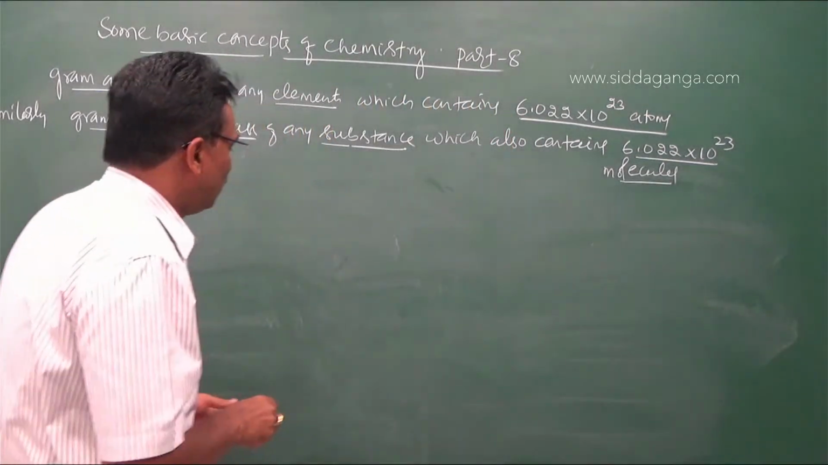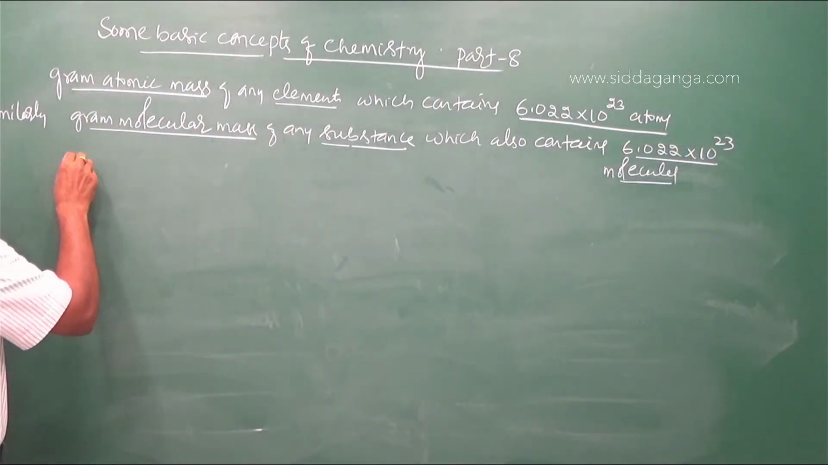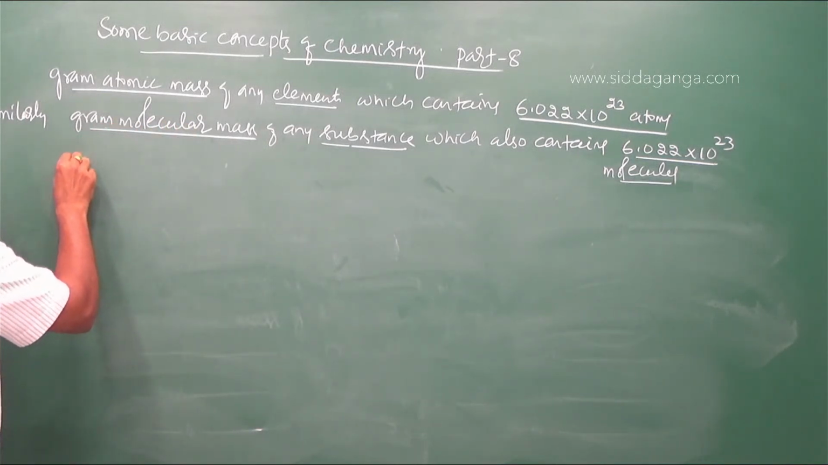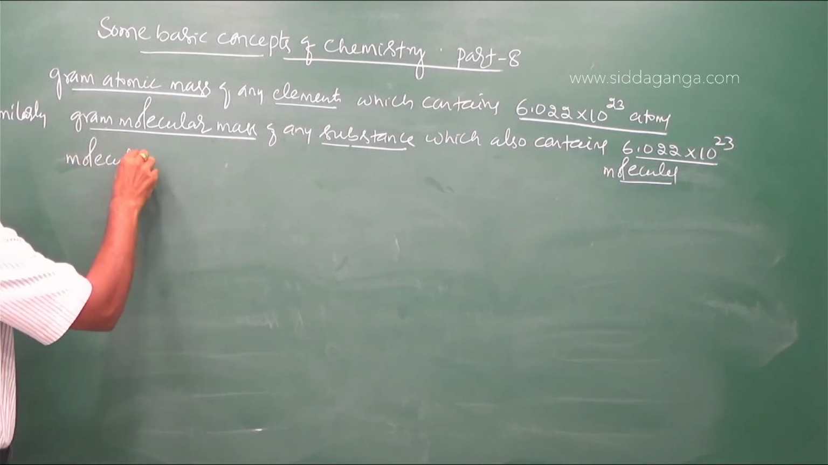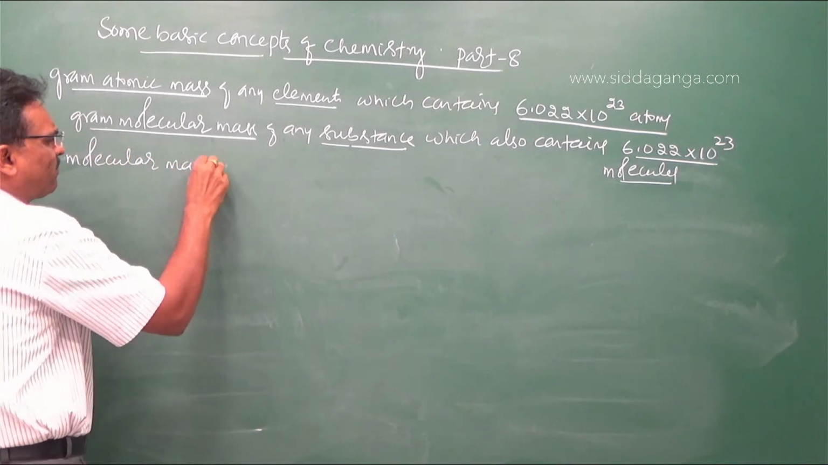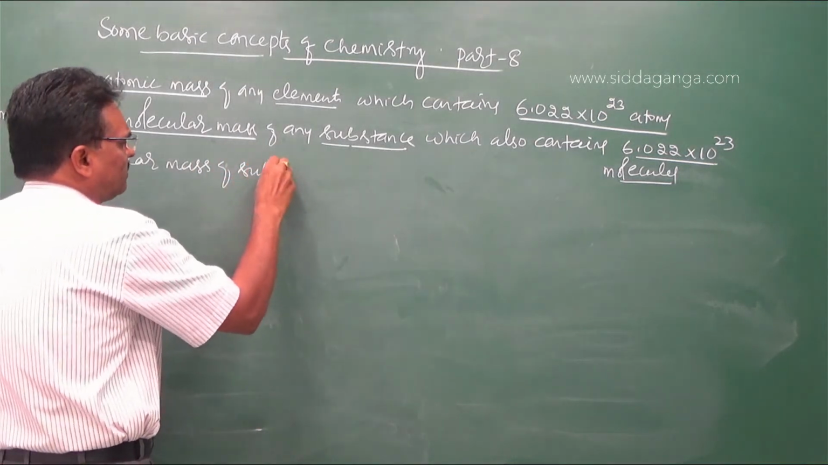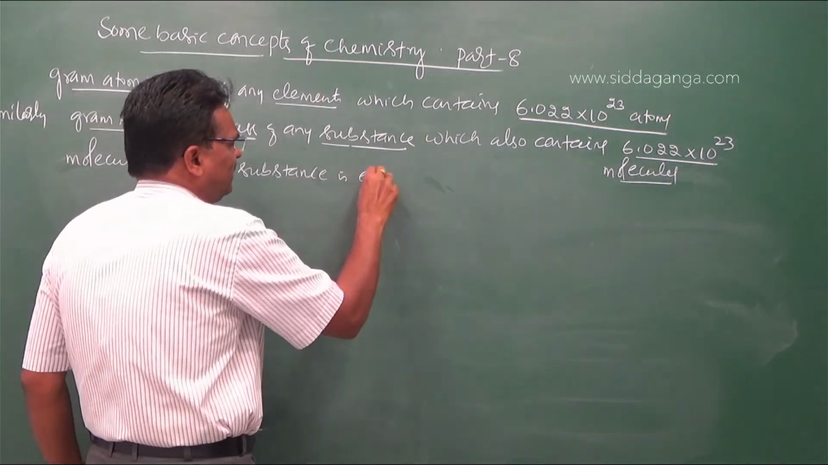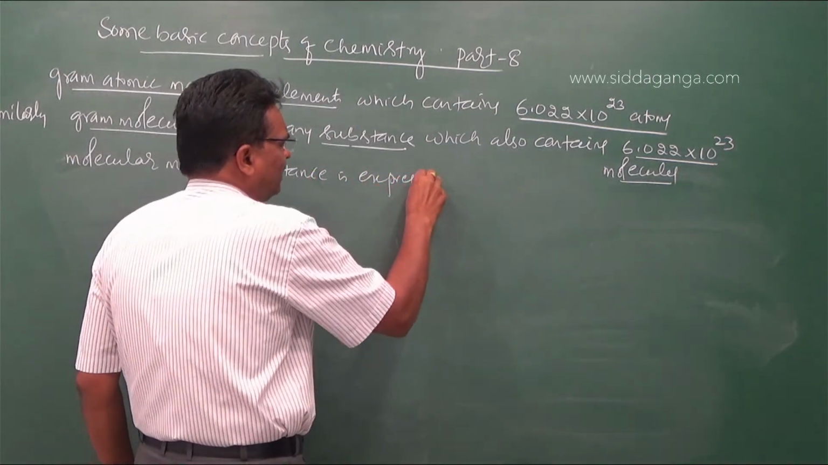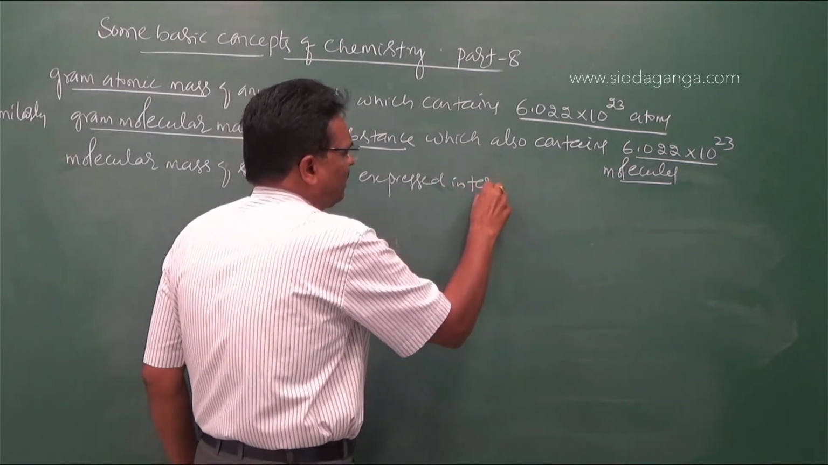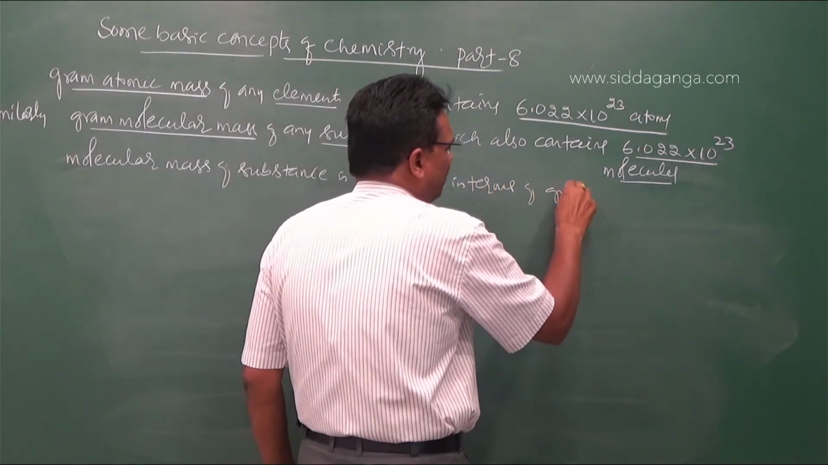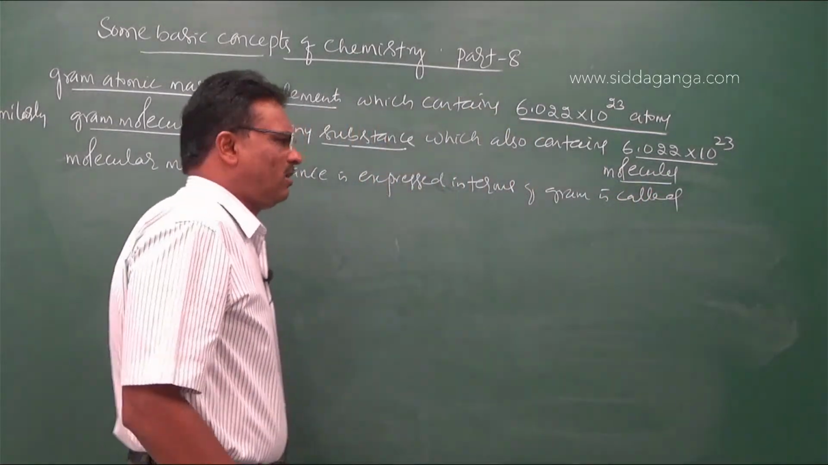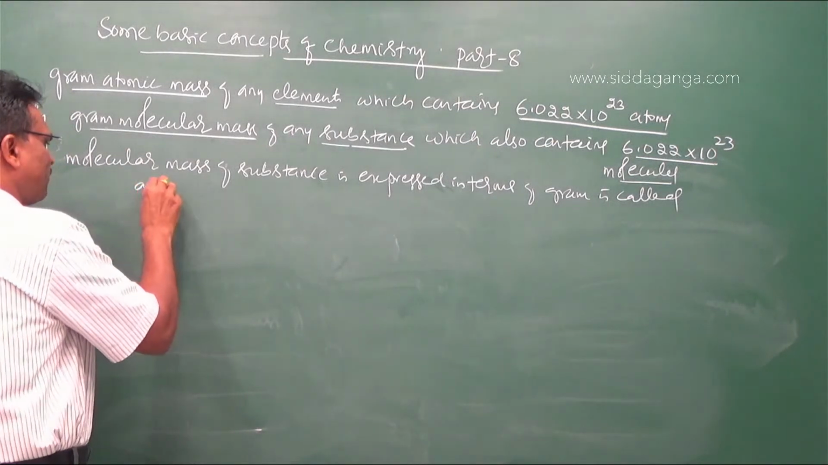Clear? So look here, molecular mass. So what is meant by the gram molecular mass? The molecular mass of a substance, when expressed in terms of gram, is called gram molecular mass.